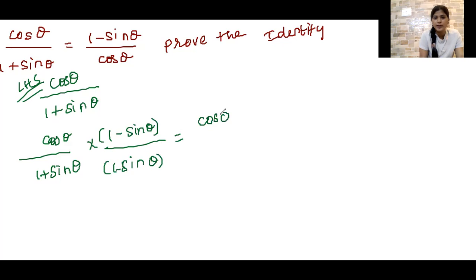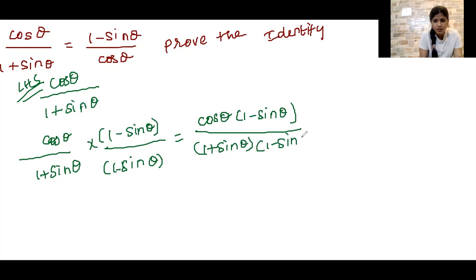When you multiply two fractions, you have to multiply the numerator with the numerator, denominator with the denominator. So cos theta into 1 minus sine theta is going to be like this. And in the denominator, you have 1 plus sine theta times 1 minus sine theta. So look at the denominator closely. You can say it looks like a plus b into a minus b. So this can be written as a square minus b square, right?